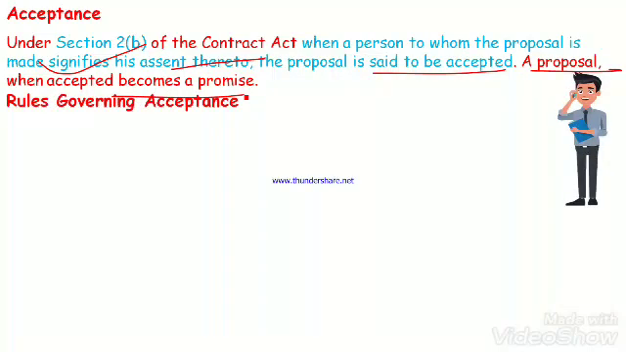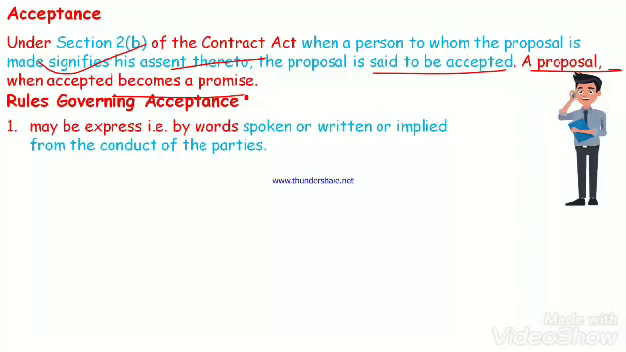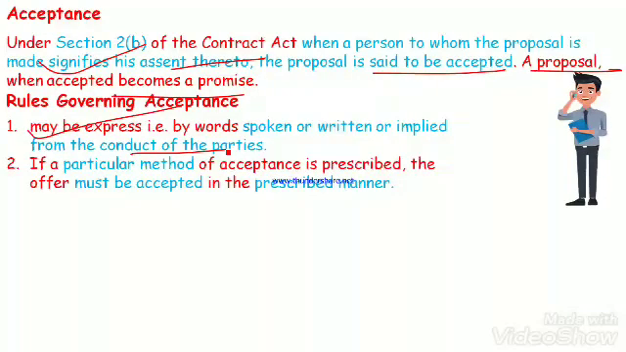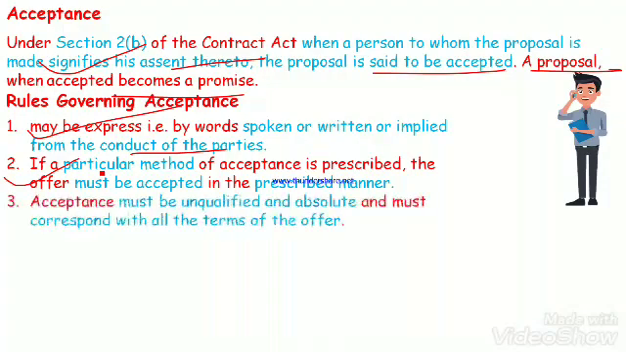Okay. Now let's talk about the rules governing acceptance. The expected acceptance can be expressed by spoken or written words, or implied by the conduct of the parties, which I already explained in the previous slides. The second one is, if a particular method of acceptance is prescribed, the offer must be accepted in the prescribed manner. The same principles apply here as for the offer.